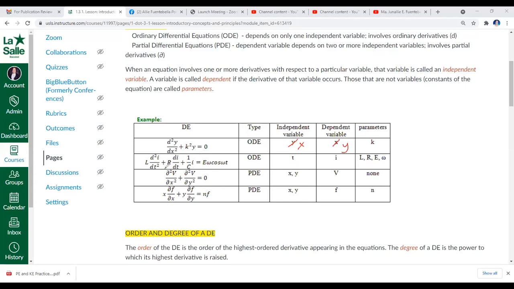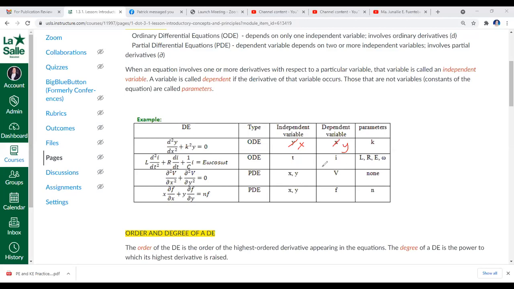The other letters that you see, the L, the R, and the C, together with the E and the omega, are what we call parameters. They are not variables because, again, as I've said, the variables are the ones, or the letters, that you see on the derivative or derivatives of your DE. For the last two examples, which are both partial differential equations, in the case of the independent variables, we have now more than one. In the case of the first example, you have x and y. And your unknown function is v. As to the parameter or parameters, there's none. I don't see any letter here except v, x, and y.